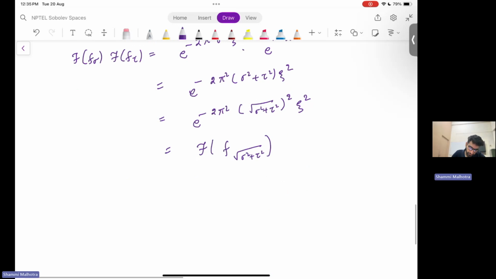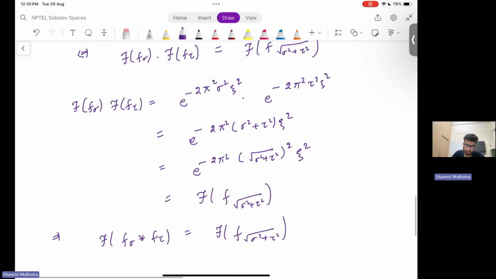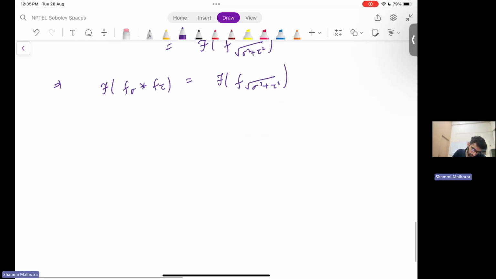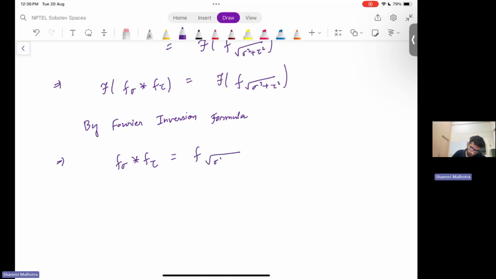And what was the left-hand side? This implies the Fourier transformation of f sigma convolved with f tau is nothing but the Fourier transformation of f of square root of sigma square plus tau square. Moreover, these Fourier transformations are again in Gaussian form, so they are again L1, so I can use the Fourier inversion formula. So by the Fourier inversion formula, we have f sigma convolved with f tau equal to f of square root of sigma square plus tau square.